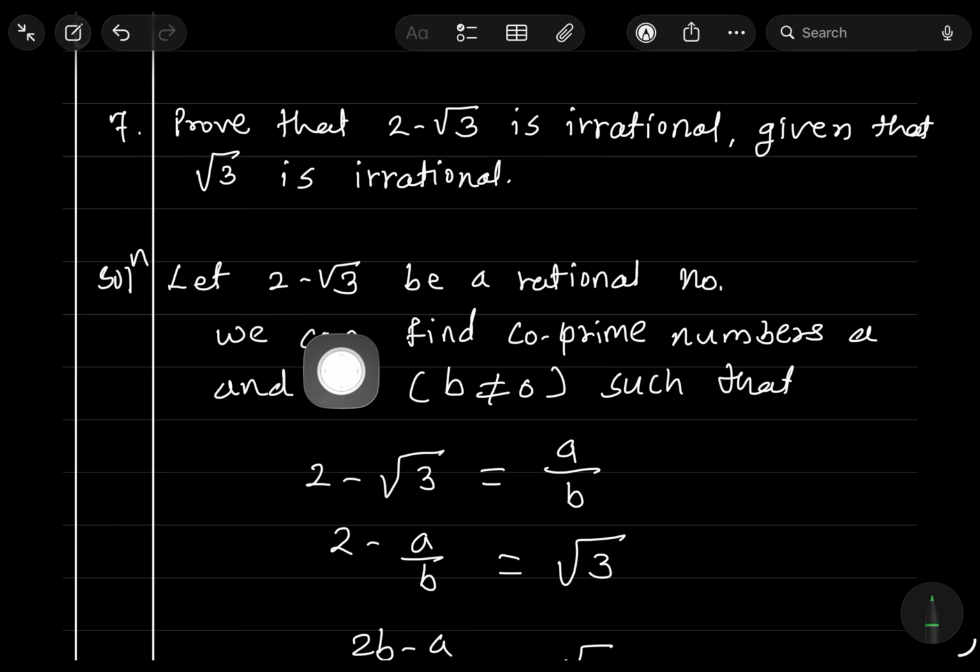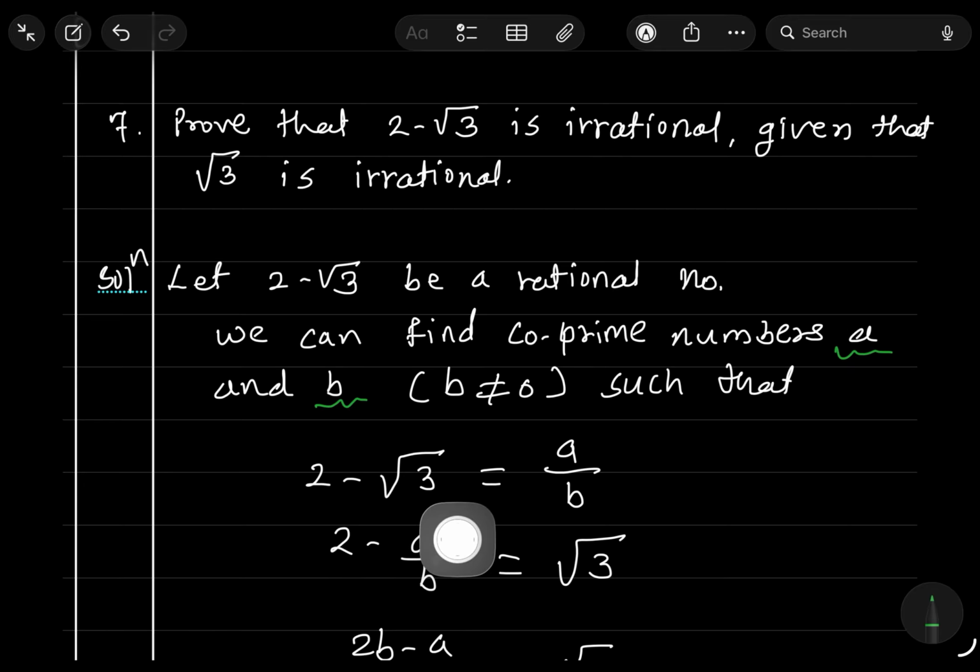Here it is a little theoretical. Like the previous example, I told you, this example has a little more theoretical part. The steps are very few, so consider it very simple, like these problems are coming. Then assume 2 minus root 3 is a rational number, so what is that? We can find co-prime numbers a and b. These a and b are co-prime numbers, b is not equal to 0.